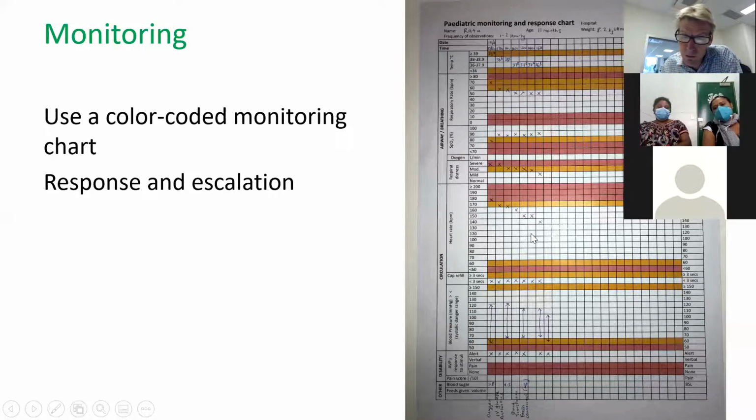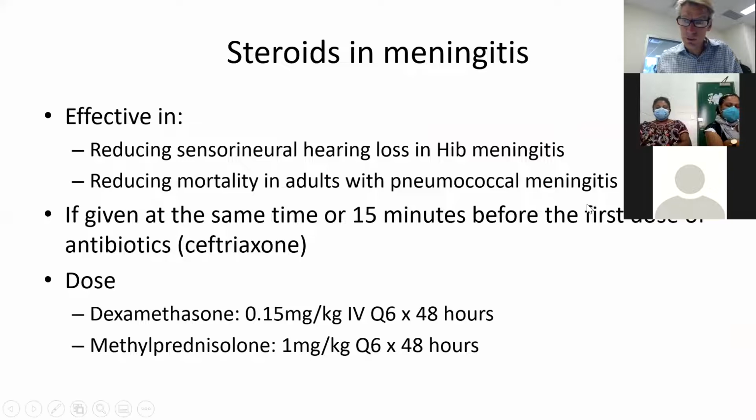So from this type of monitoring, you can see whether a child's getting closer to the white zone with all their vital signs, or they're going further away from the white zone, if they're going into the red zone with their vital signs. So this type of monitoring is very important. It'll help you if you're looking after a child who's severely unwell.